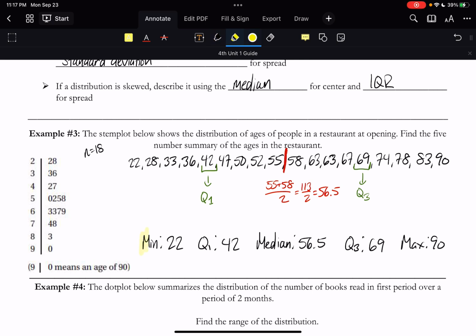And again, what these 5 numbers do is it gives us a breakdown of 25% of the data. So I know that 25% of the data is between 22 and 42, another 25% between 42 and 56.5, another 25% between 56.5 and 69, and then the final 25% is between 69 and 90.